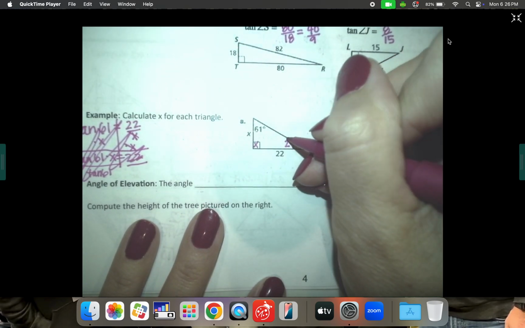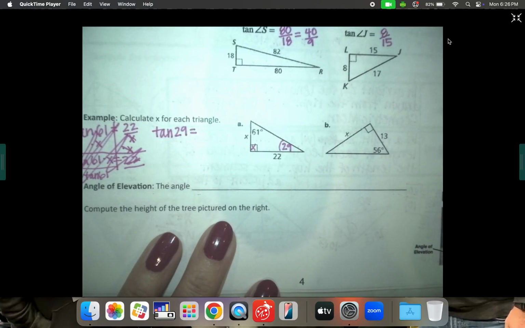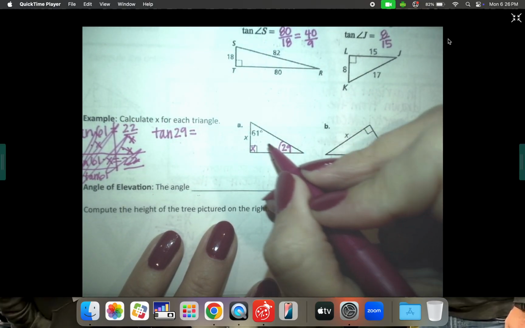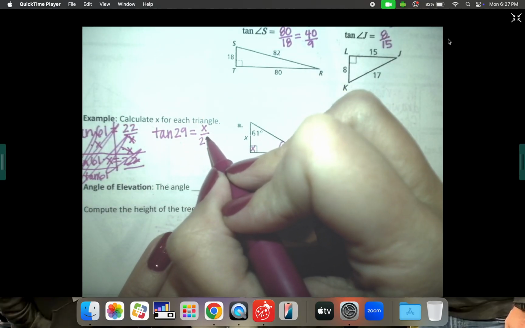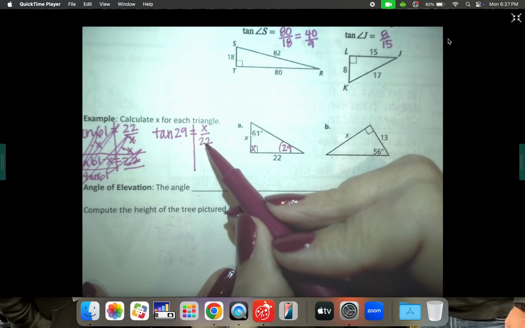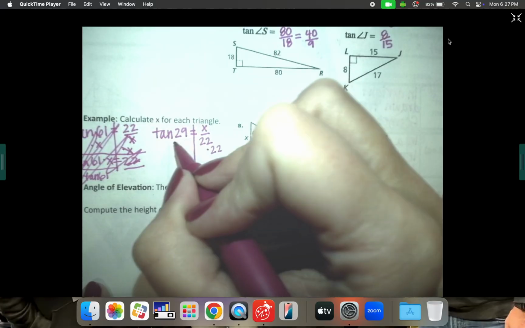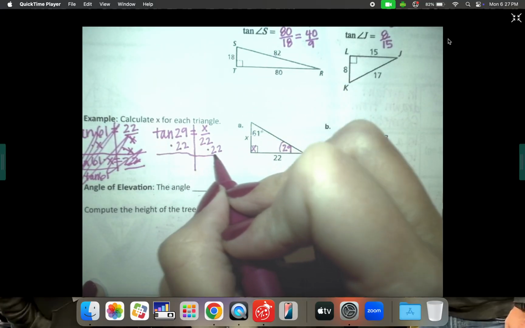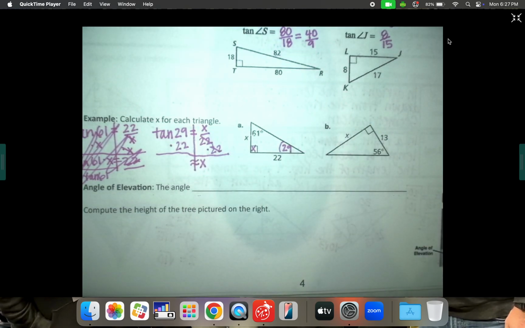So let's do it like that. We'll do tangent of our 29-degree angle. So tangent 29 is equal to opposite over adjacent, and the opposite of that angle is x, over adjacent is 22. This is going to be one step to solve and you're done. In order to get x by itself, right now it's being divided by 22, so you're going to multiply by 22 on both sides. That will cancel it out, and it will give us our answer. I think it's going to be about... So tangent 29 times 22. Take your calculator.